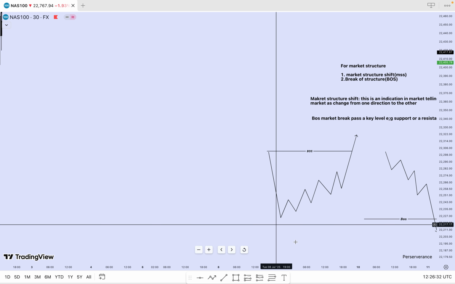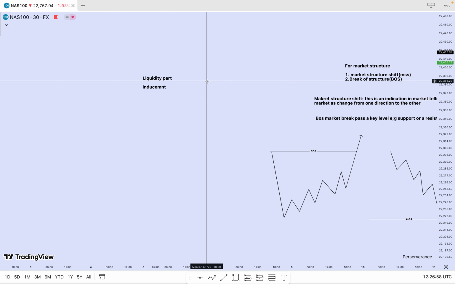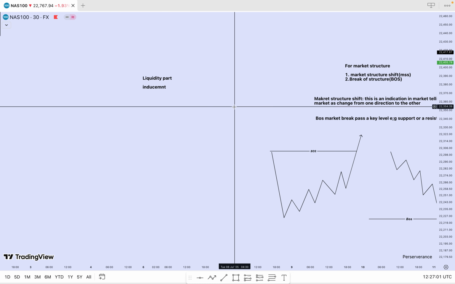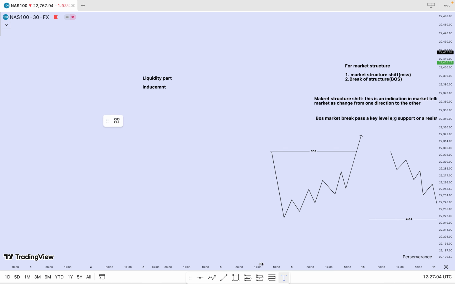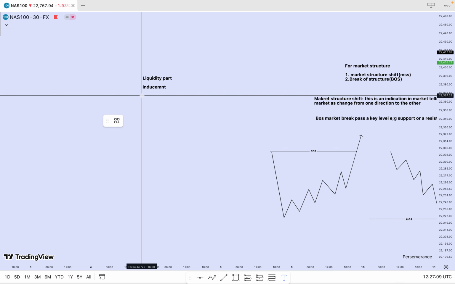For the liquidity part of it, I look out for inducement. Now, what is an inducement? An inducement is the first valid pullback after a market structure shift or a break of structure.